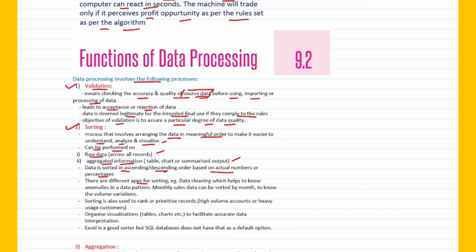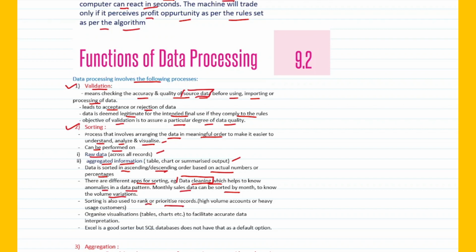There are different applications of sorting. What are these different applications? For example, data cleaning, which helps you to know anomalies in a data pattern. So if there are any variations in a data pattern, then sorting helps with that. It helps you to know the discrepancies in the data pattern. For example, monthly sales data can be sorted by month to know the volume variations, to see if there are any anomalies or discrepancies. Now you would see that sorting is also used to rank or prioritize records.